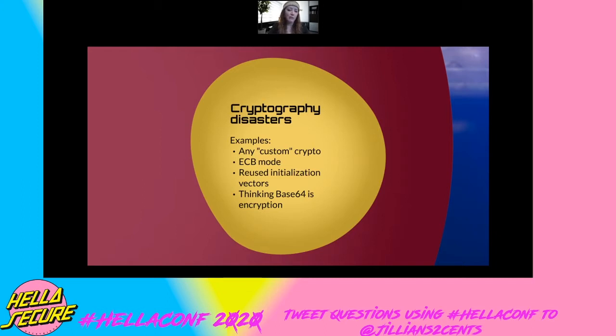The talk earlier about modifying your static analysis tools, you can modify it to look for ECB, and I've done that. So highly recommend. Reusing initialization vectors. I've seen a lot of even hard-coded initialization vectors, and that's no good. And lastly, just thinking base 64 is encryption. I've seen that in code more than I care to admit. So these are things that your static analysis tools probably won't find. They might pick up on some of them, but maybe not.